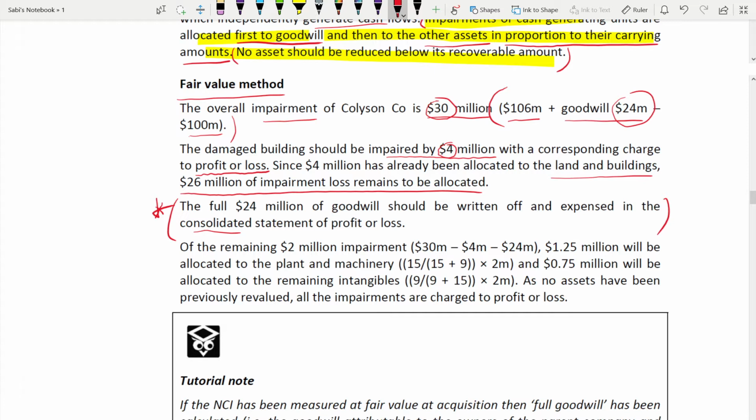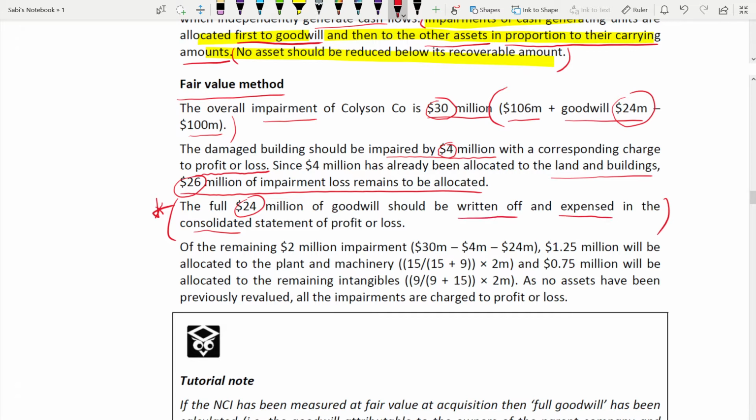Yes, definitely. Because we have a goodwill and we were told that impairment first will be allocated against goodwill. So out of this 26 million of impairment, 24 will go to goodwill. The remaining 2 will be allocated to other assets. You see, that is what the next paragraph talks about. And it will be written off and expensed.